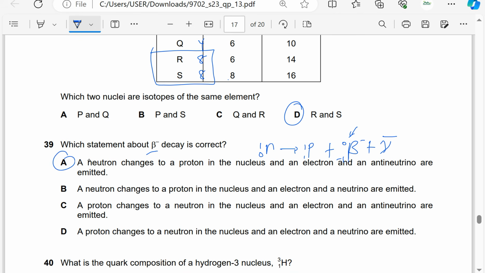A neutron changes into a proton in the nucleus, that is true, but the electron neutrino, this is not true. A proton changes to a neutron, this is going to be beta plus, and an electron antineutrino, this part will not be correct. This will be beta plus, but beta plus is accompanied by a neutrino. So the answer to this question is A.